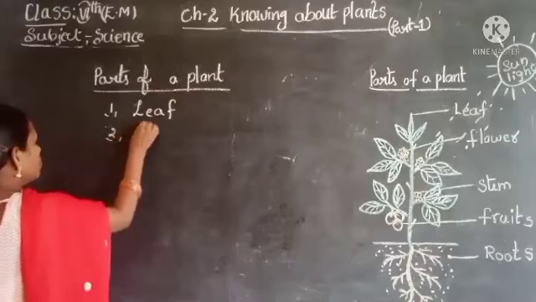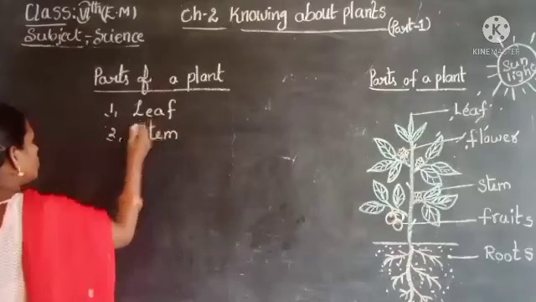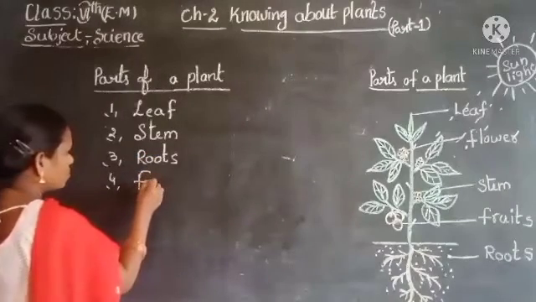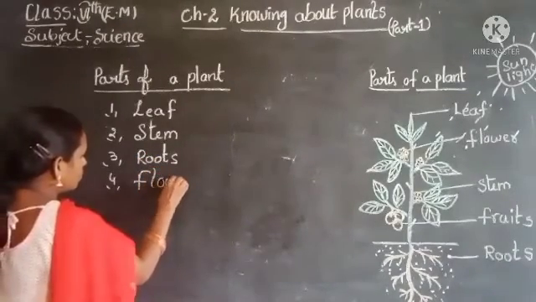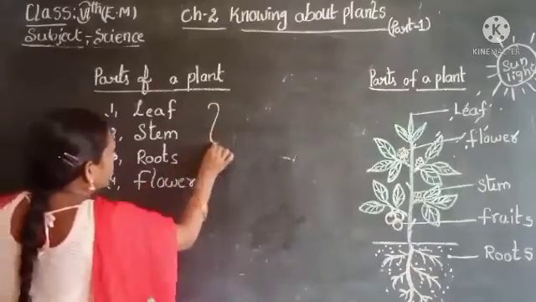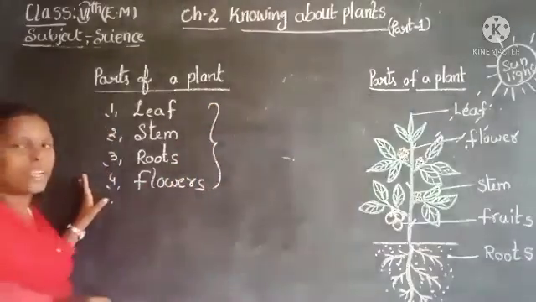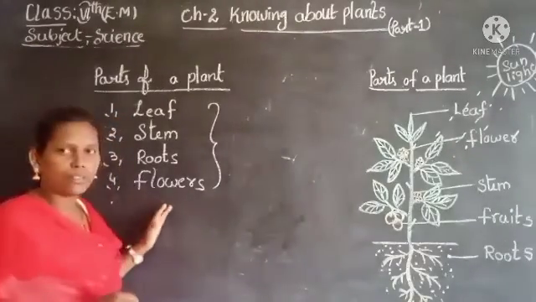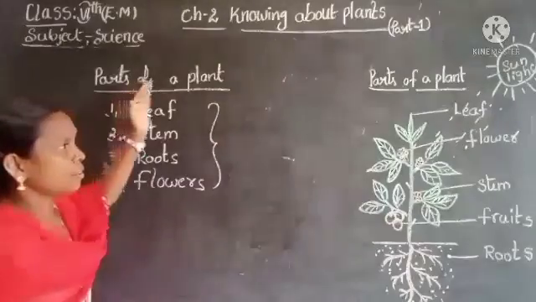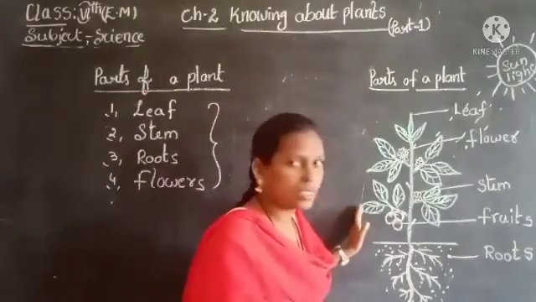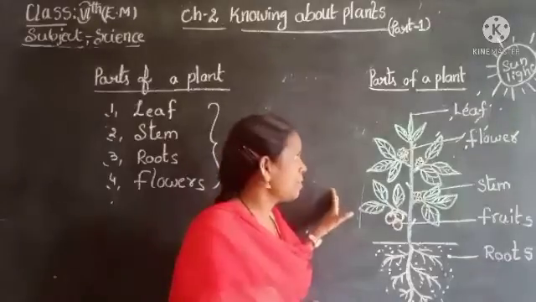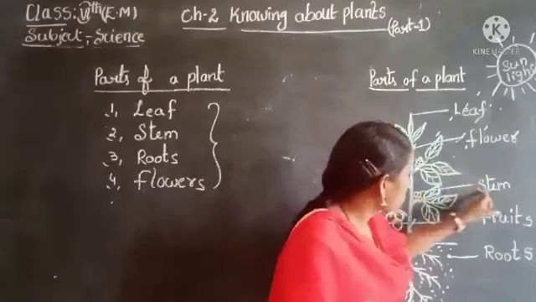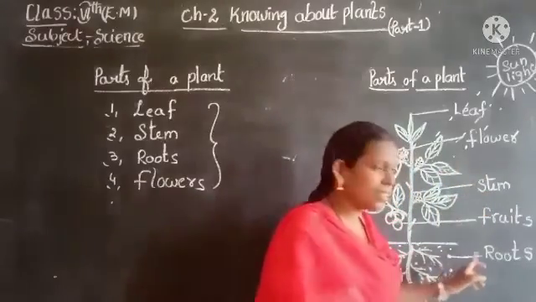Leaf, stem, flowers. These are the main parts of the plant: leaf, stem, roots and flowers. Did you all see here? This is the diagram of a plant. See, what are the parts there? Leaf, flower, stem, fruits and roots.